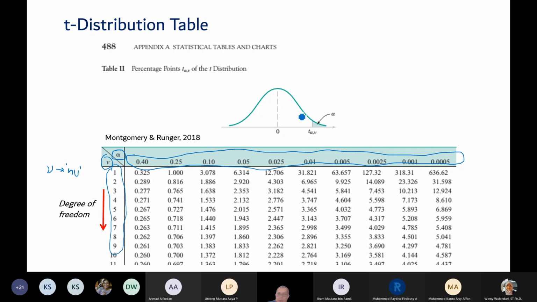Now pay attention to this graph here. It tells you that the way this table is laid out, the probability is calculated as a right-tailed probability. We call this a right tail probability.